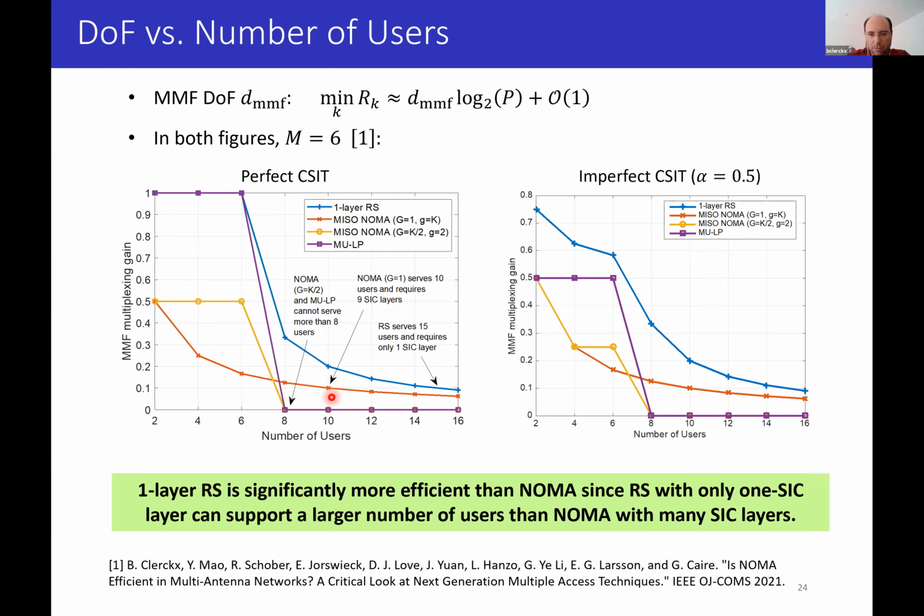What we do with rate splitting here is, you end up serving 15 users while maintaining a DOF of 0.1, and you do this with only 1 SIC, right? So you see here again, you can serve more users with a significantly lower receiver complexity. As you move to imperfect CSIT, the gap becomes even more significant, and that comes from the fact that rate splitting is actually information theoretic optimal in terms of DOF when you have imperfect CSIT.